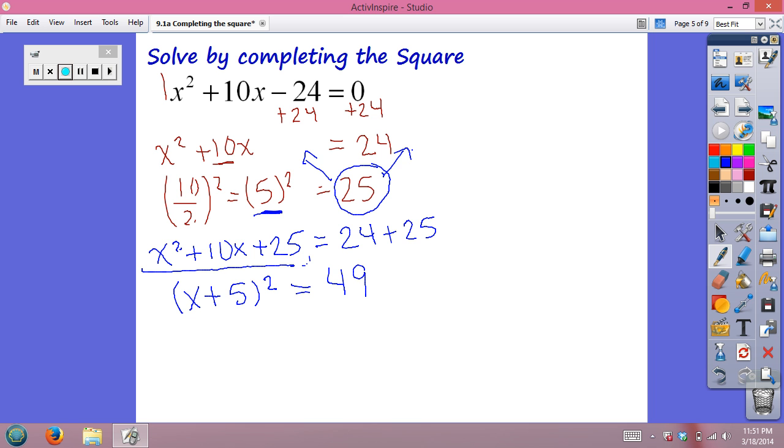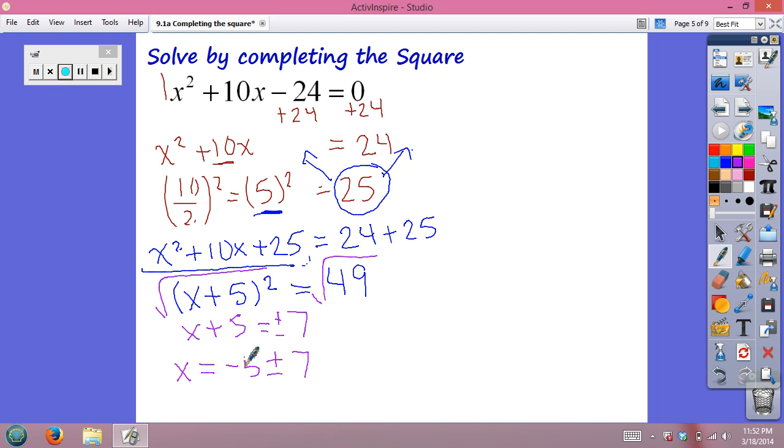The next step then is to take the square root of both sides. So we're going to take the square root, and we'll be left with x plus 5 equals the square root of 49 is 7, plus or minus. Remember, when you take the square root, you need both signs. So now we just solve for x. So getting x by itself, we get x equals negative 5 plus or minus 7.